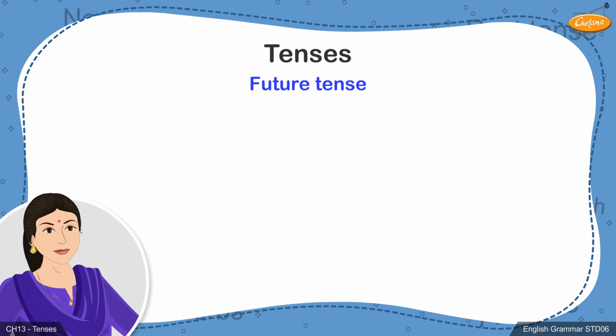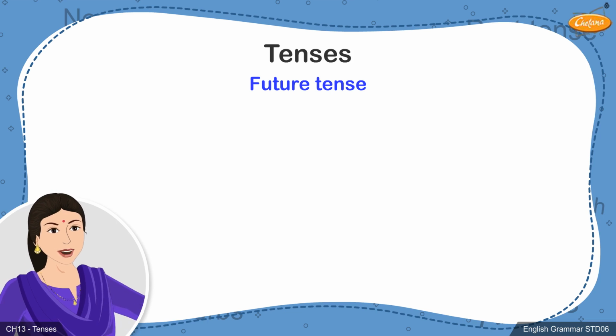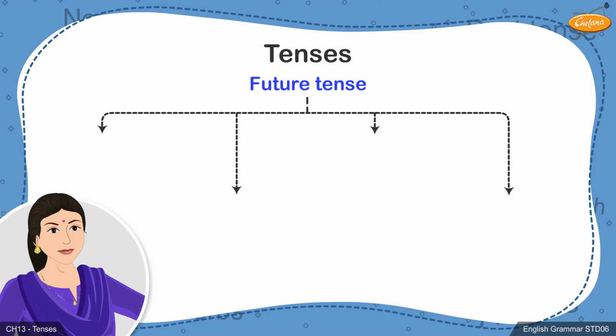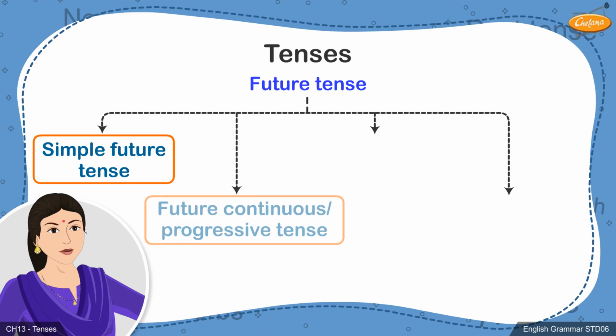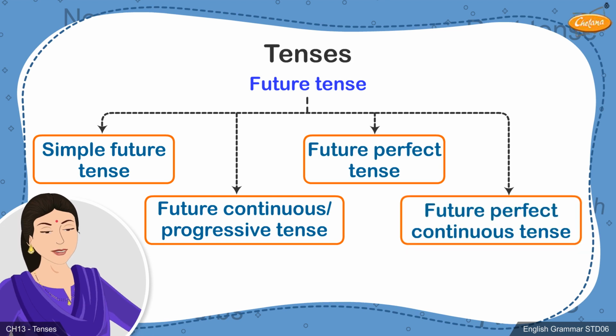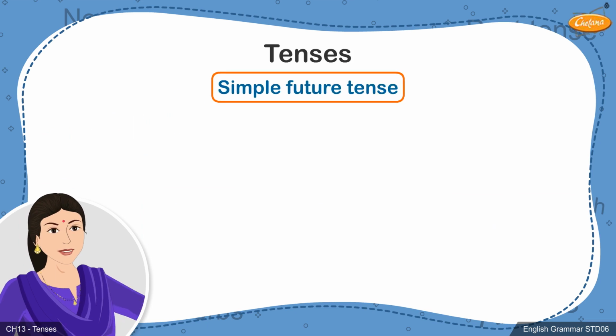Students, you know future tense is used to refer to actions that have never happened in the past or present but will happen sometime in the future. Here again, we have 4 aspects similar to that of present and past tense. These are as follows: simple future tense, future continuous or progressive tense, future perfect tense, future perfect continuous tense. First, let's learn about a simple future tense verb.